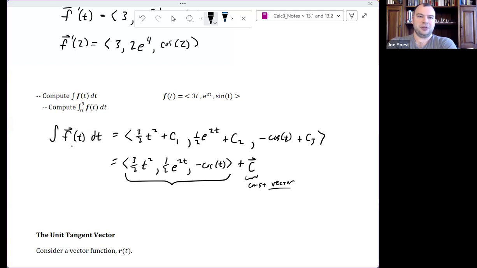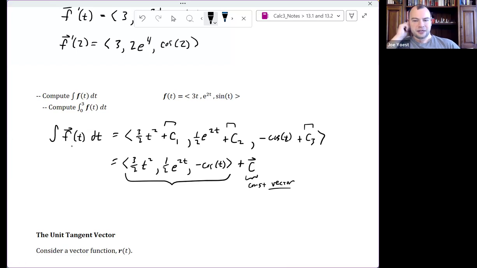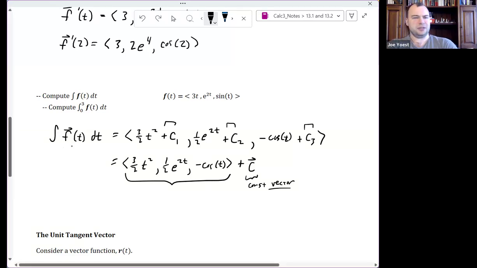We could think of the plus C as coming into each component separately from each of those integrations that we did component-wise, or we could think of a plus C vector being added on because our original function was a vector function. We could think of it either way.